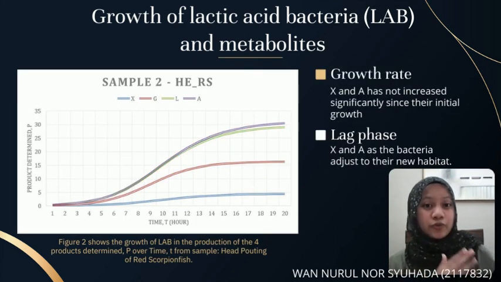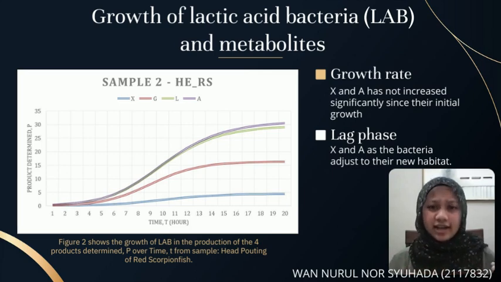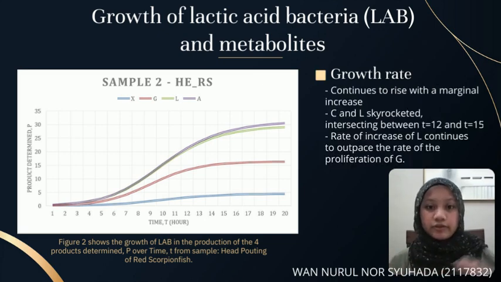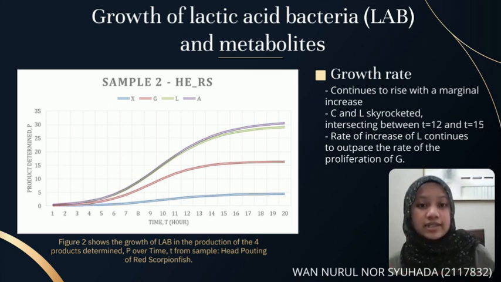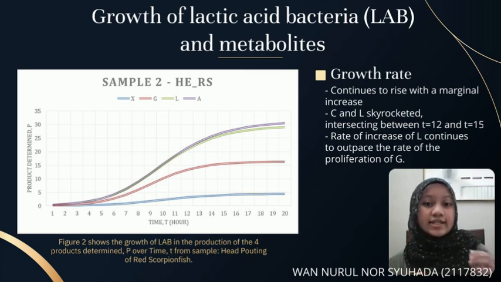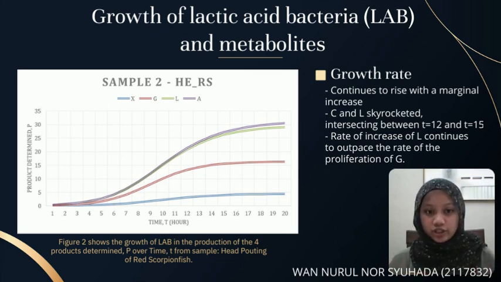Figure 2 shows the growth rate of X and A has not increased significantly since their initial growth. As the bacteria adjust to their new habitat, X and A exhibit lag rates, as the value of the plotted graph shows just a tiny increase. The growth rate of A continues to rise with a marginal increase. It reveals that A has surpassed the environment's K sooner than the other products identified, which has the slowest growth rate. Over the course of the culture, the growth rates of G and L skyrocketed, intersecting at T equal to 12 and T equal to 15. The rate of increase of L continues to outpace the rate of proliferation of G. It means the lactic acid bacteria will reach their full potential.